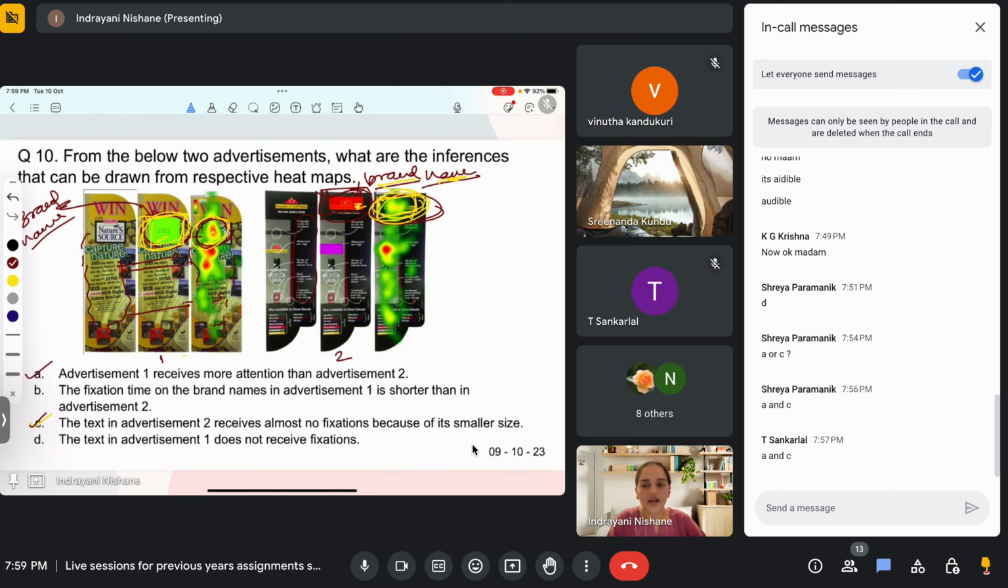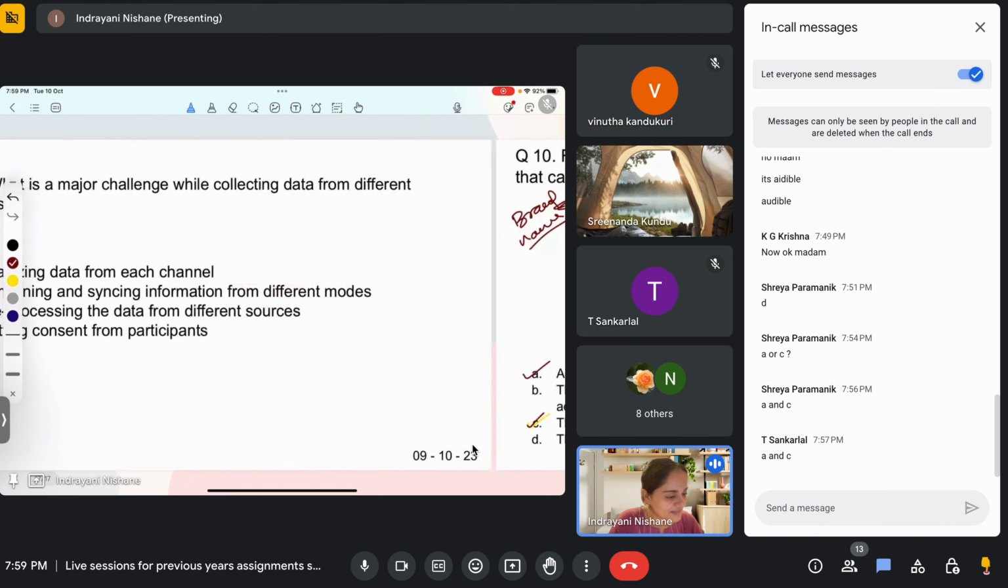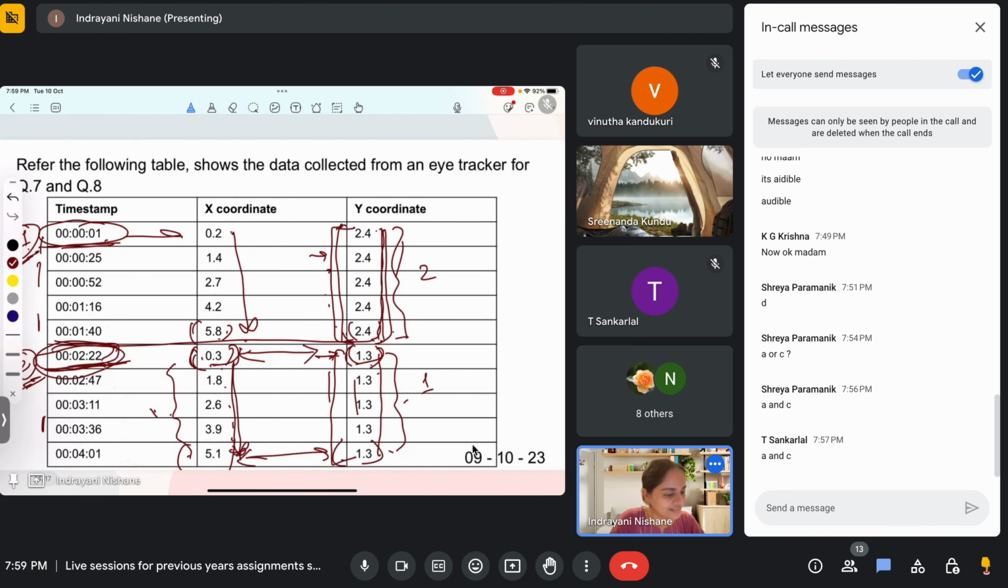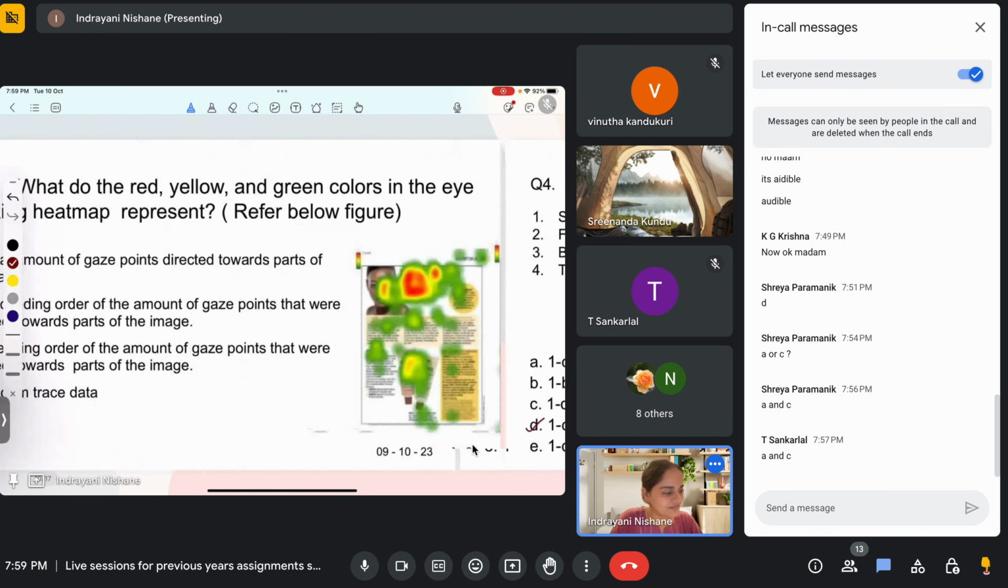So red, yellow, green. Red means high. Oh god, okay. We have already done this. I was not expecting this question again. Okay, let me go here to this question.